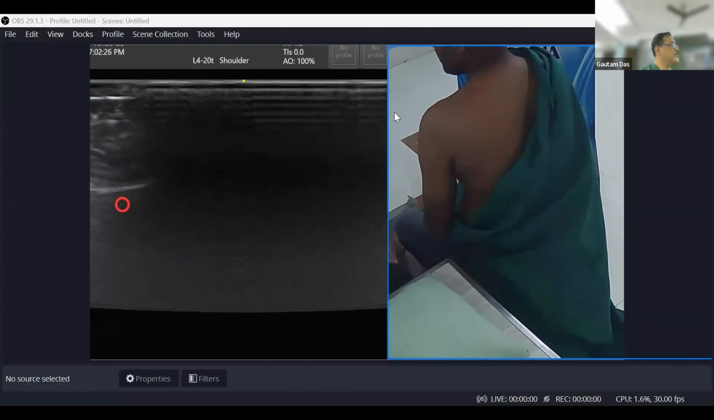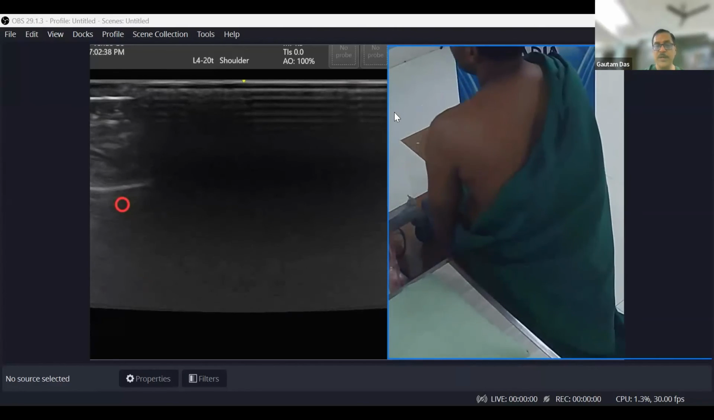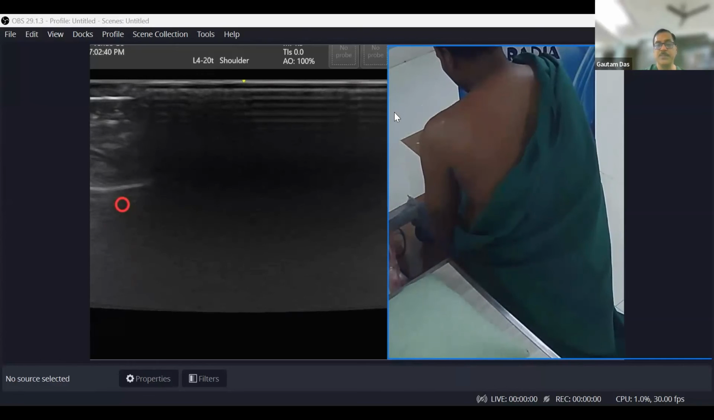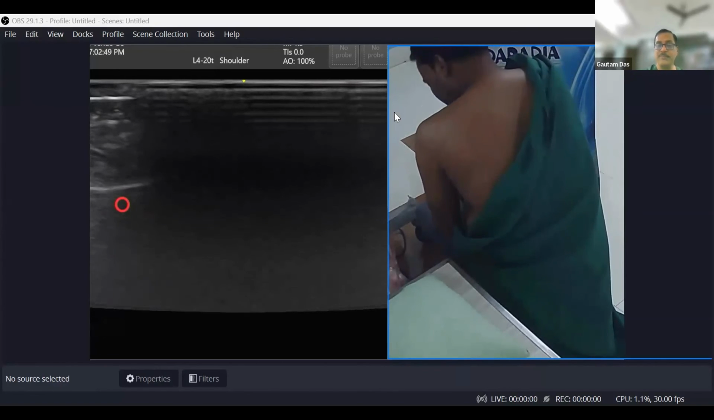As I told you, the coracohumeral ligament thickness measurement can be misleading. Many papers say many things, but nowadays there is more interest in seeing the thickness of the inferior glenohumeral ligament. As I told you, there are 3 glenohumeral ligaments: superior, middle, and inferior. If the inferior glenohumeral ligament thickness is more than 2 millimeters, that goes more in favor of adhesive capsulitis. So how to do that?